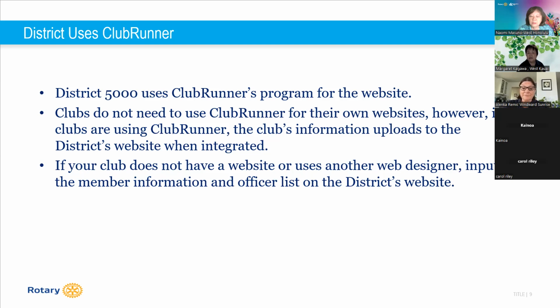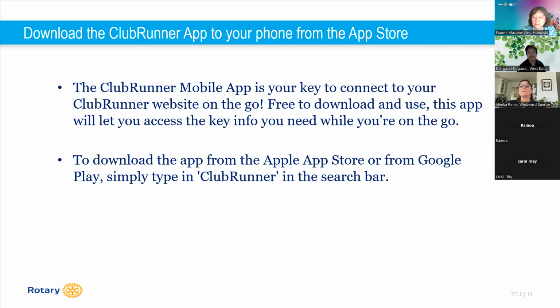And if your club still does not have a website or a webmaster, you can use this one on the district website. Also, they can help you put one together, which people can access from the district website. But you have to input all this membership and officer information into Club Runner. And also Club Runner comes in a mobile app, so you can do all of this on your phone. And you just get it from the App Store or is it Google Play? Yeah.